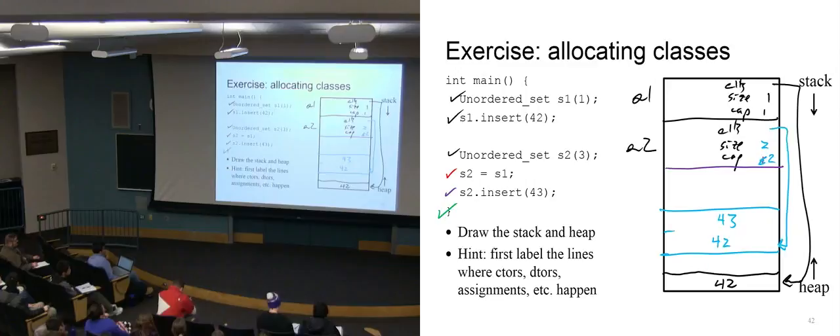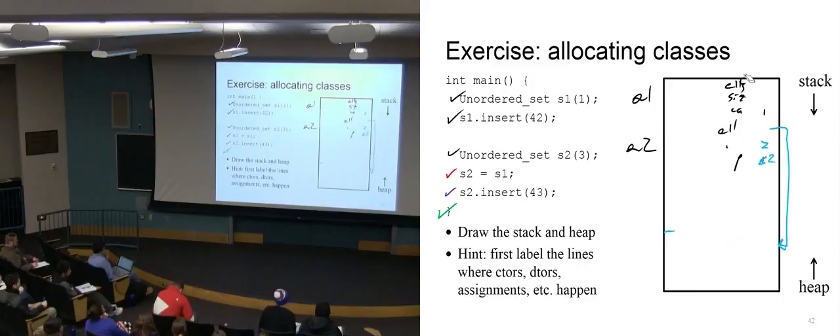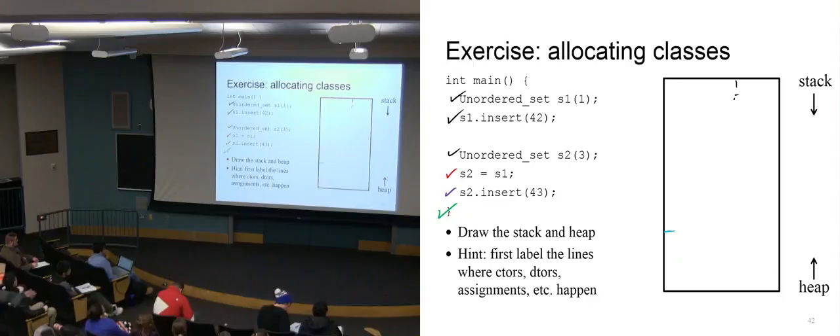Let's do S1 first. So S1, the destructor runs, which calls delete. Then S2's destructor runs, which calls delete. Then we can pop these off the stack. And it's all gone. And we are also on time.